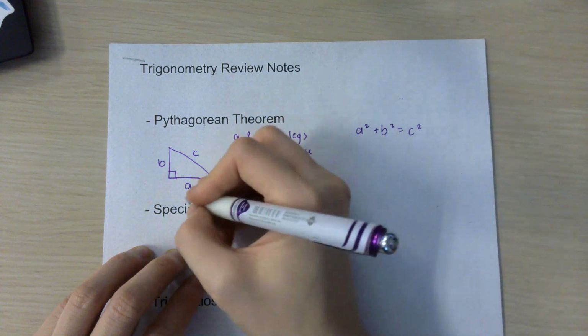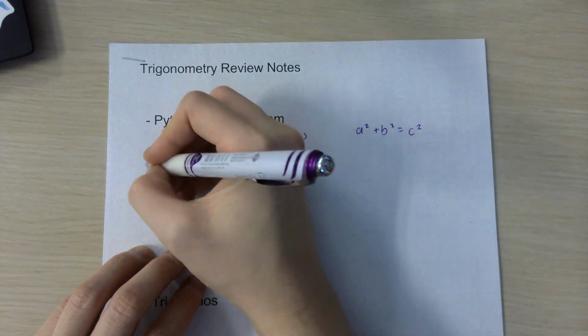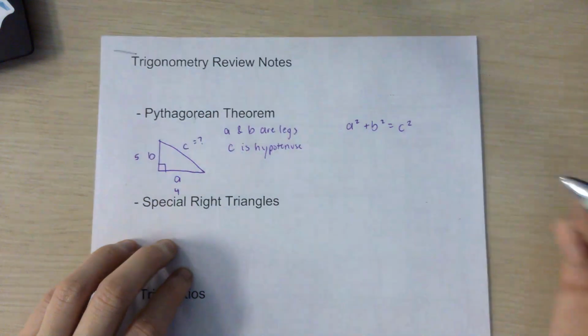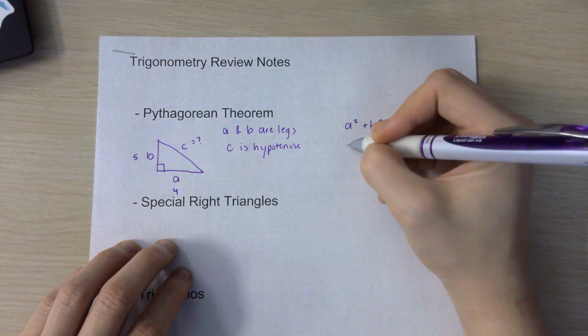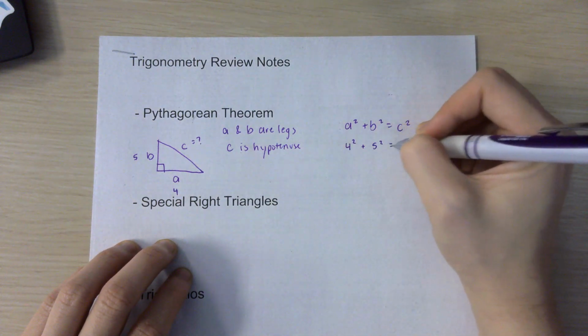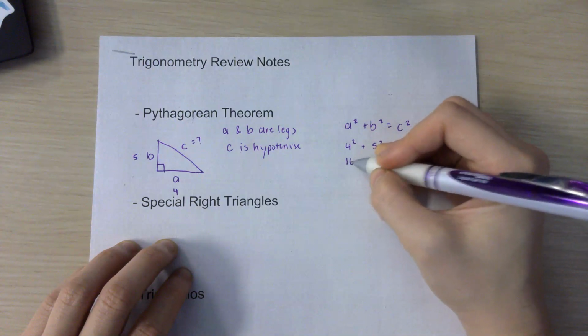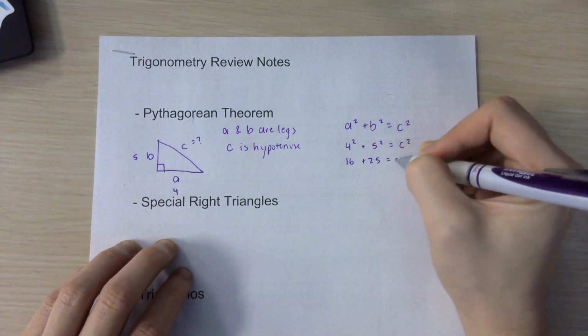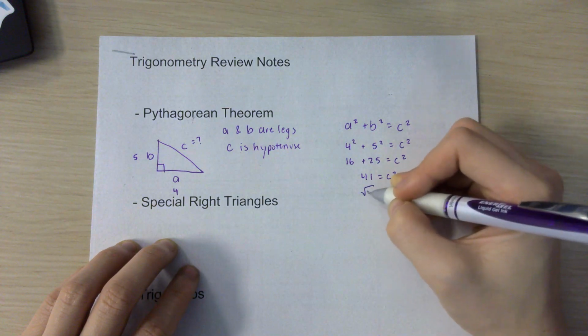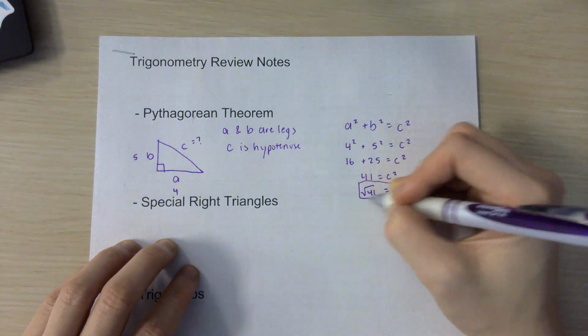So let's take an example. Let's say a equals 4, b equals 5, and c, we don't know what c is. So we plug it in here. We have 4 squared plus 5 squared equals c squared. This becomes 16 plus 25 equals c squared. 41 equals c squared. Square root of 41 equals c.